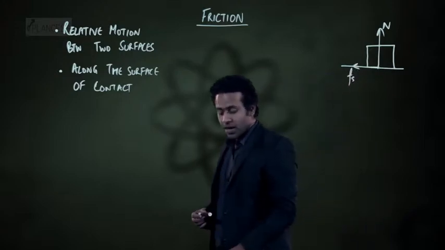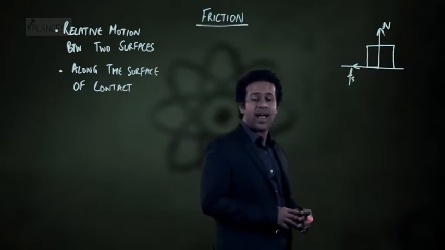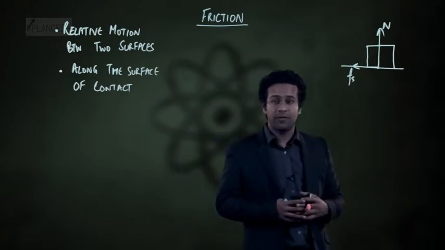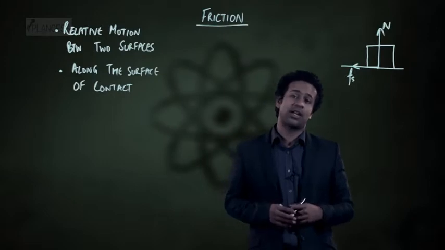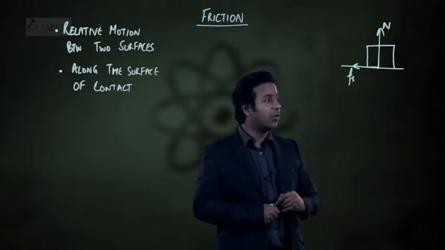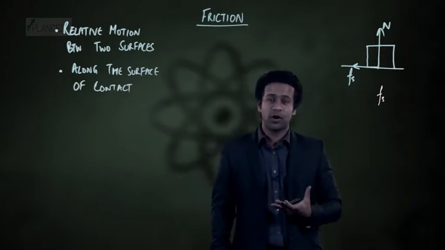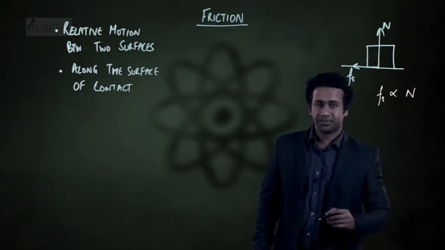Now, the frictional force, it has been found, has a direct relation to the amount of normal reaction. That is, this horizontal component of the contact force actually depends on the vertical component of this contact force. It has been found that the amount of friction that a surface offers is directly proportional to normal reaction.